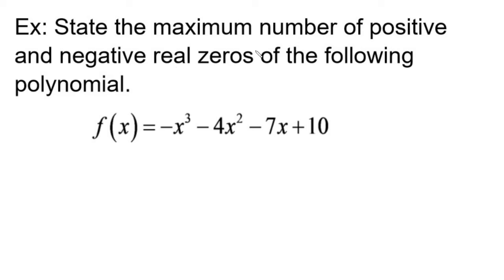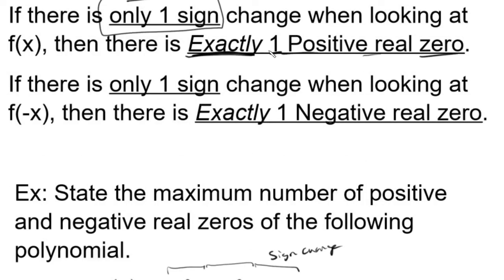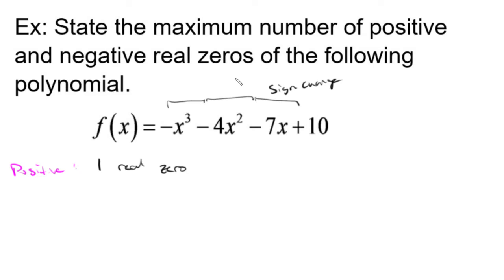Now, so we're looking at the positive maximum real zeros here. Number of sign changes: no sign change, no sign change, there's a sign change. So we have one positive real zero. And since there's only one sign change, we can conclude that there is exactly one positive real zero. Man, that's so helpful.